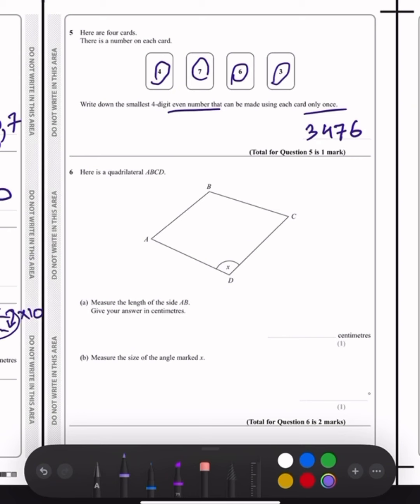Okay. Now next question is, here is a quadrilateral ABCD as you can see here. Measure the length of the side AB and give your answer in centimeters. For this one you will be needing a scale, and by scale I mean a ruler. I'm not sure if I will be having an accurate scale on this one, so I'll suggest you please use a ruler at home and measure A to B in your own time. You take the scale, start from A, measure it to B, and whatever length you get will be your answer.